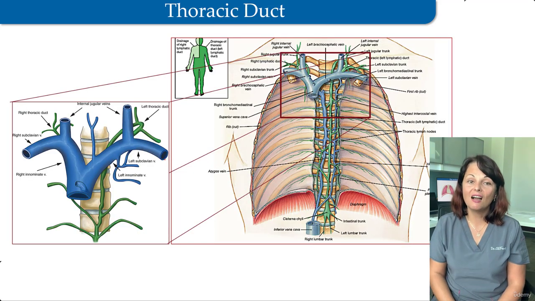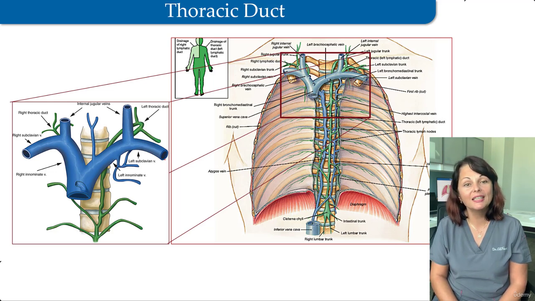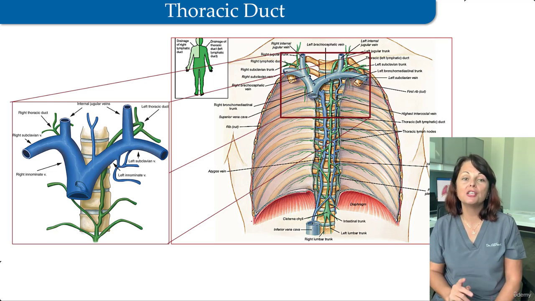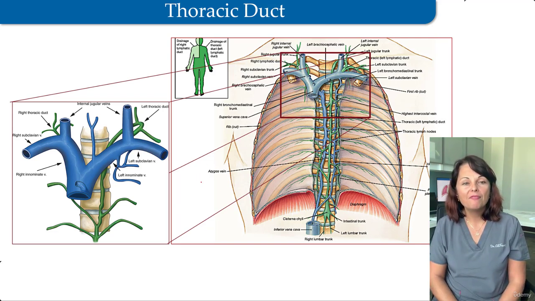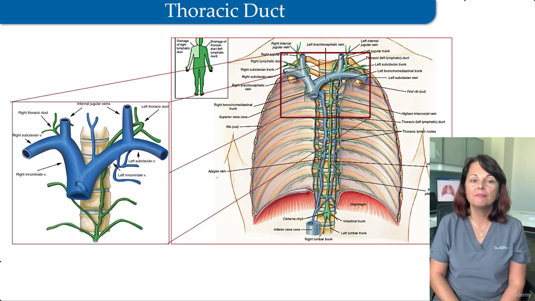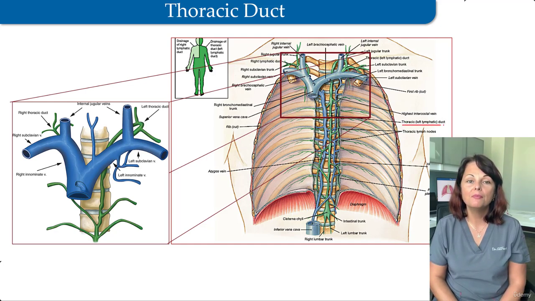The thoracic duct is located in the posterior mediastinum and has close relations with the aorta and esophagus. As you remember, it is the largest lymphatic channel in the body, which collects lymph from the lower part of the body and from the left part of the upper body.